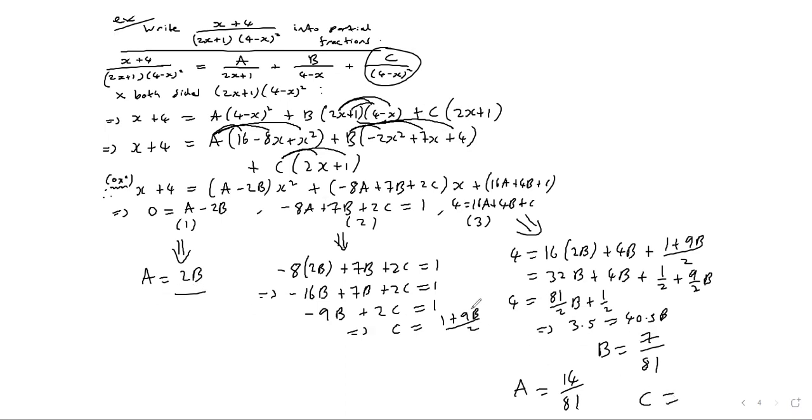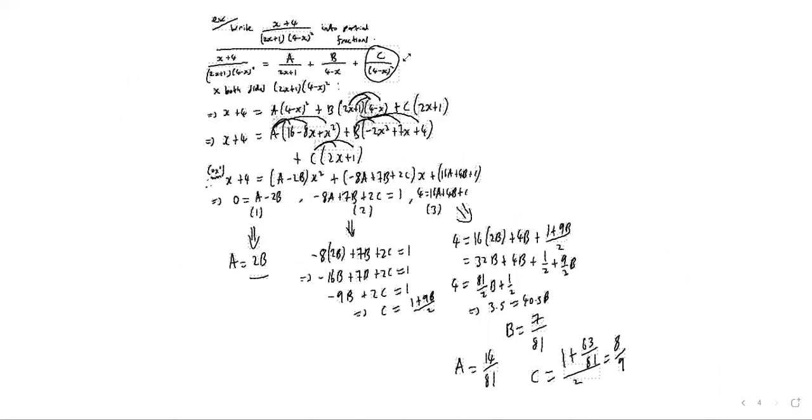And then c, we know, is 1 plus 9b over 2. So 1 plus 9 lots of 7, that would be 63 over 81, and then divide that all by 2. Again, I'm just going to put this in the calculator. So 1 plus 63 over 81, divide that all by 2. So as a fraction, we get 8 over 9 for c. Okay, so now we've got our a value, our b value, our c value.